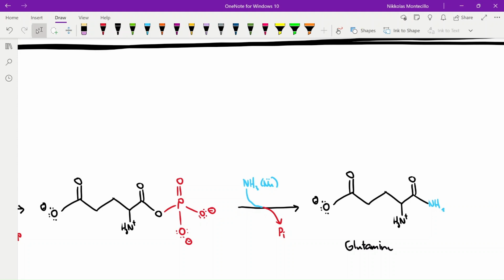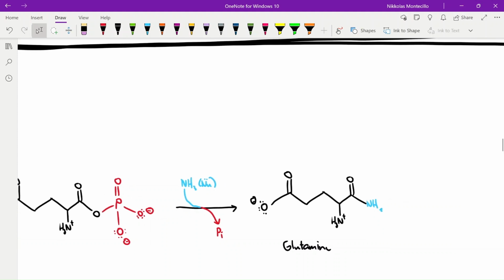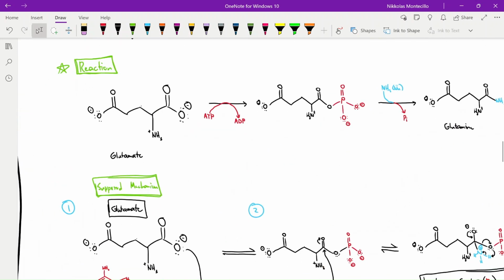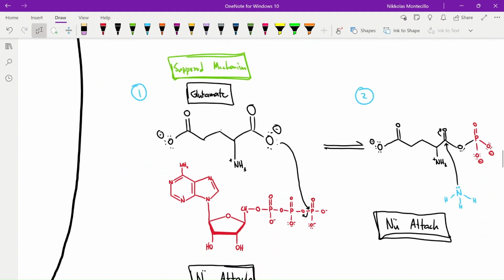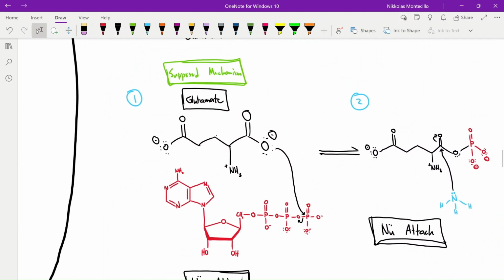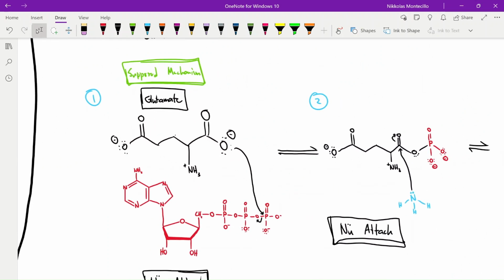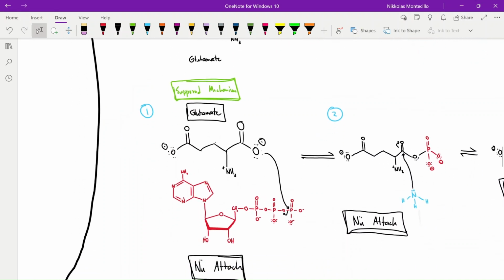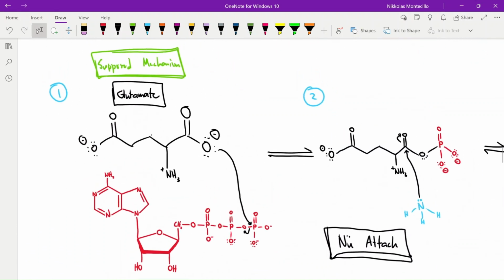And essentially allow the inorganic phosphate to be pushed out, forming what we call glutamine. So let's go through the actual reaction. This is actually a supposed mechanism that I concocted. This isn't actually confirmed. I'm not entirely sure if this is accurate, so this needs to be verified and checked, but I do believe that this has sound logic in this reaction.